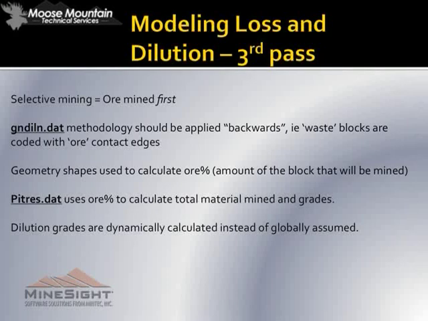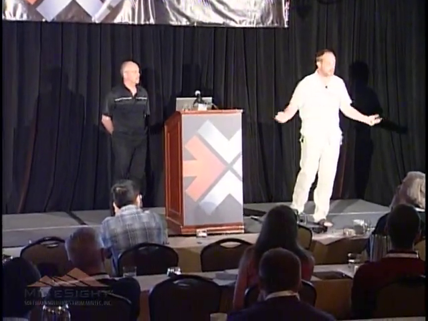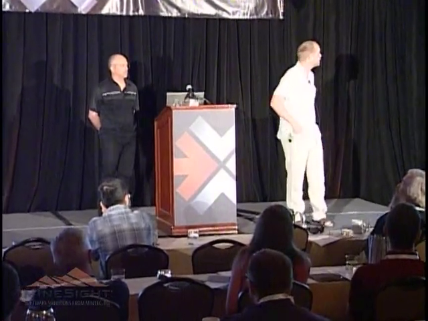And then we went through and did one more refinement where we said if we're going to be selective mining, we're going to take the ore first. So we're not going to come and dig the waste up to an ore contact block. We're going to go in and mine the ore first to make sure we get all of that, and then we're going to mine the waste, whatever's left behind it.